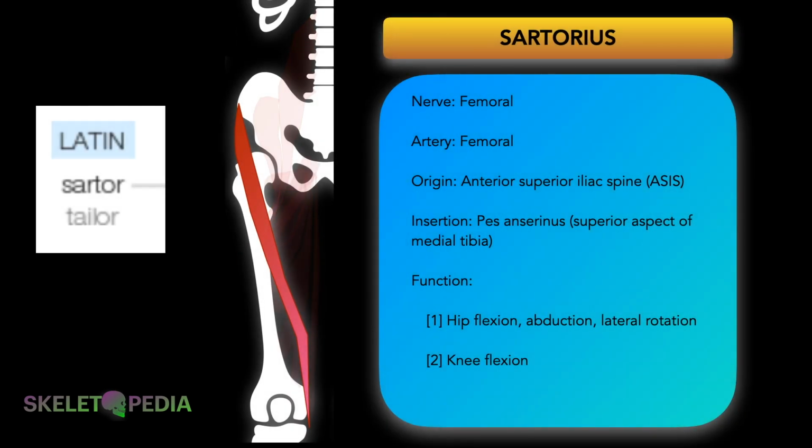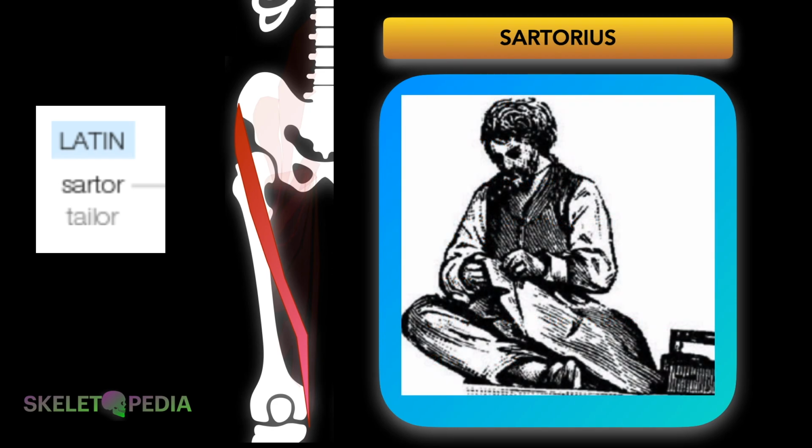The first muscle we'll talk about is the Sartorius. The origin of this word comes from tailor, since sometimes tailors would sit in this cross-legged position and activate this muscle.